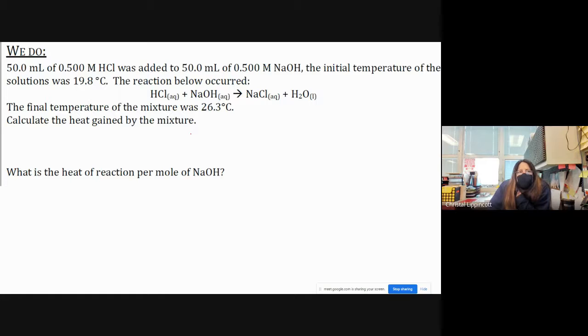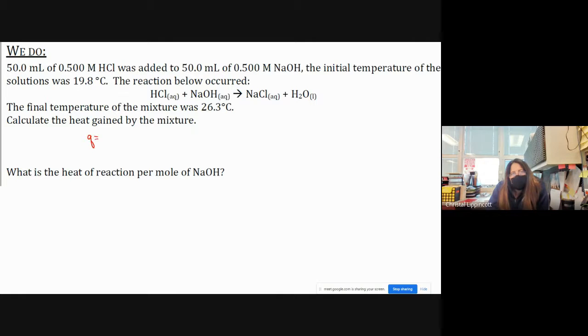So the next one here, we have hydrochloric acid getting added to NaOH. We have the initial temperature, this is the reaction we're going through, and we've got the final temperature here, which is 26.3. They want to know the heat gained by the mixture. Since all of these are aqueous, you're going to assume the majority of this is water, so you can use its specific heat value to calculate your answers.